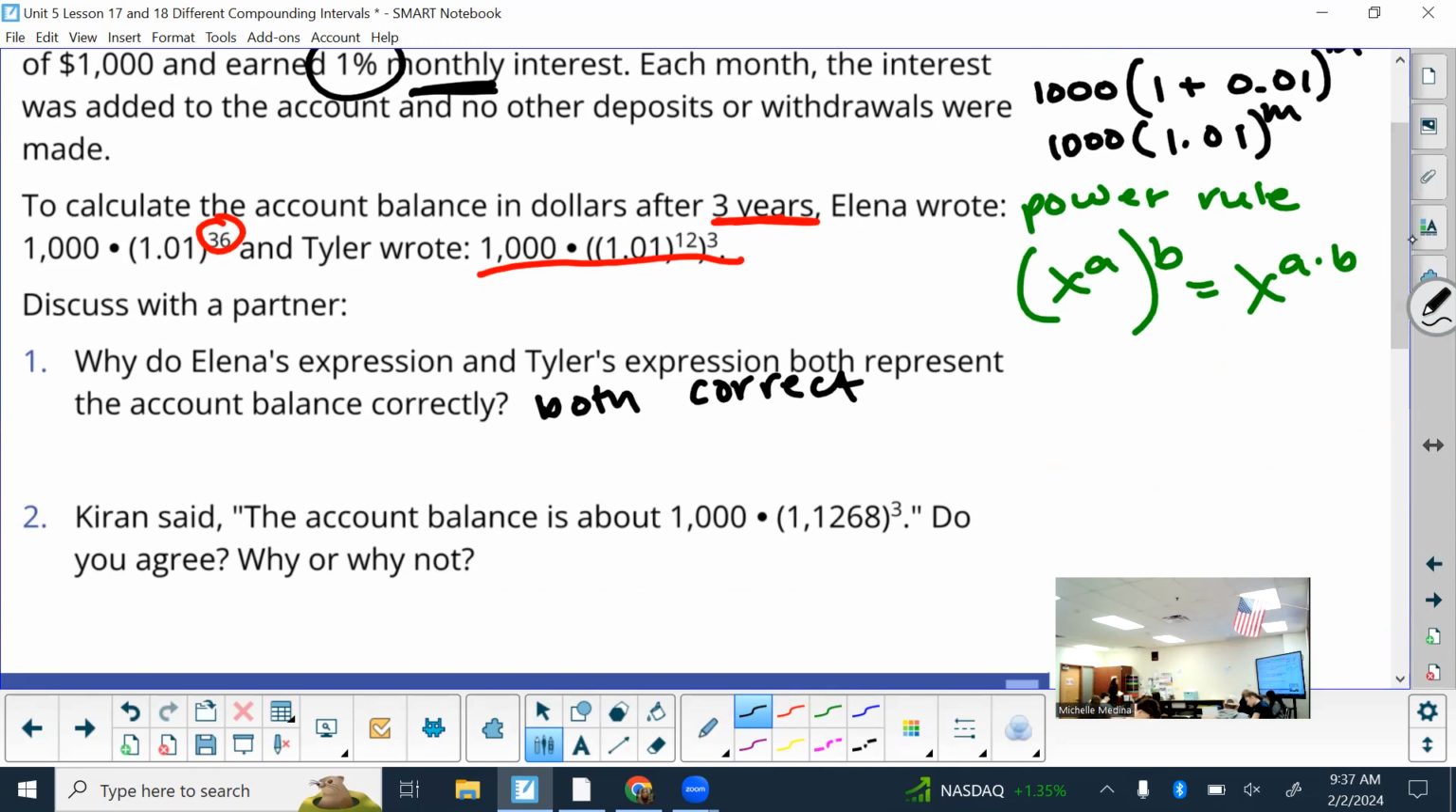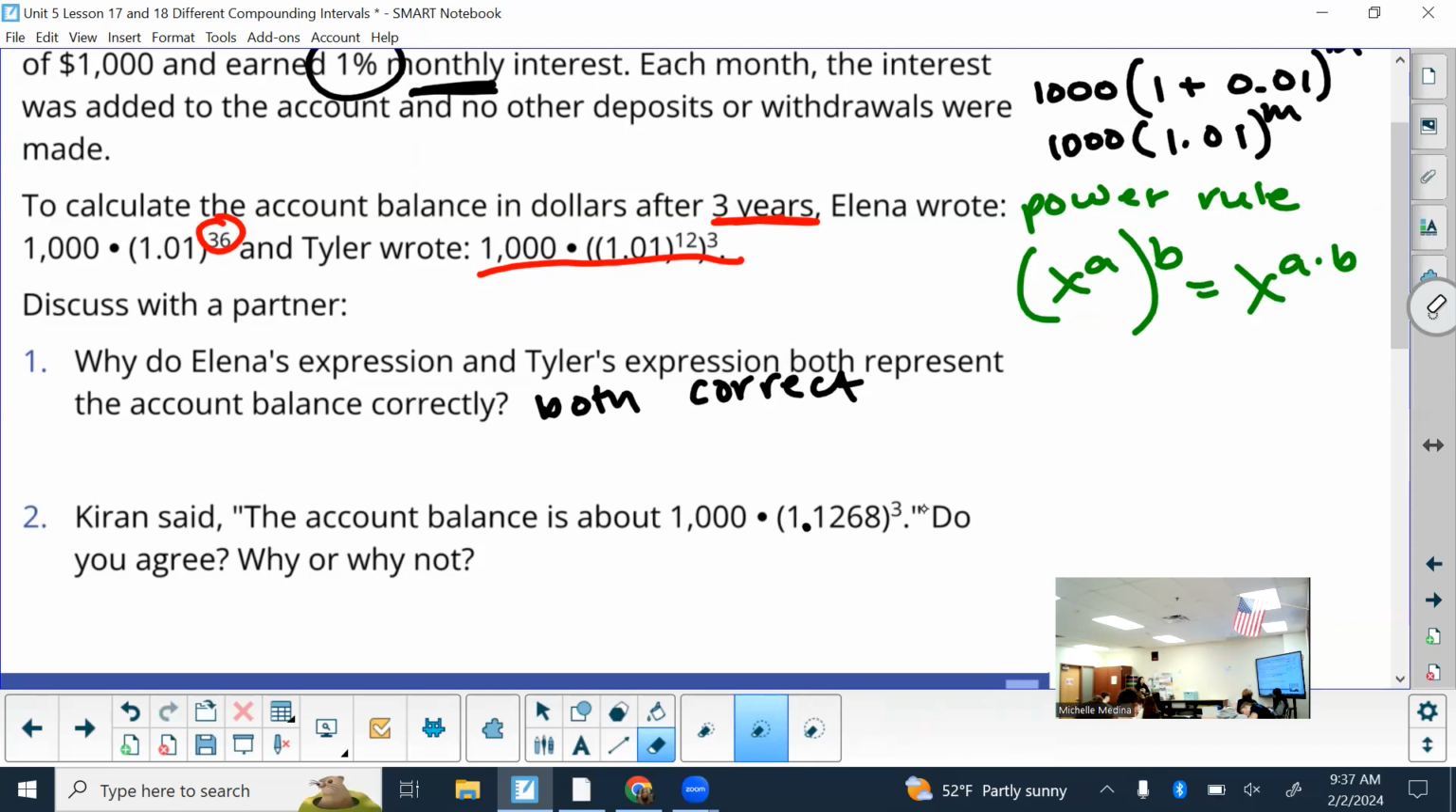Herein says that the account balance can be represented like this. Is he correct? I think on my screen it shows it as a comma. It should really be a decimal, and I think on your page it's a decimal. But would Kieran also be correct? I'll give you 30 seconds to see what you can figure out.